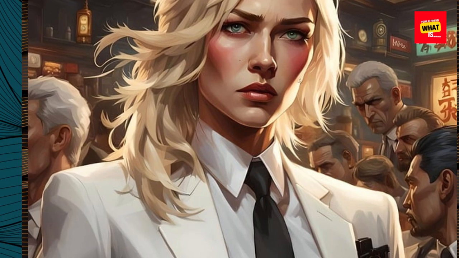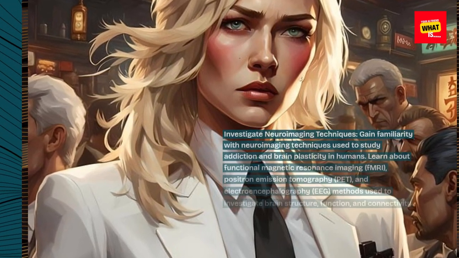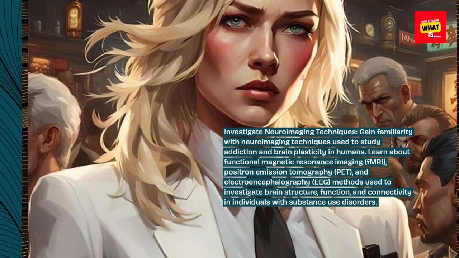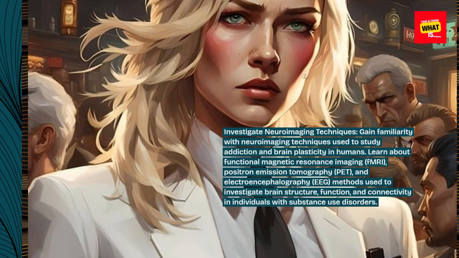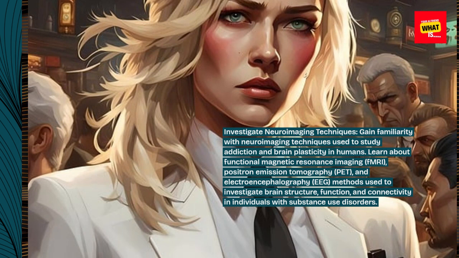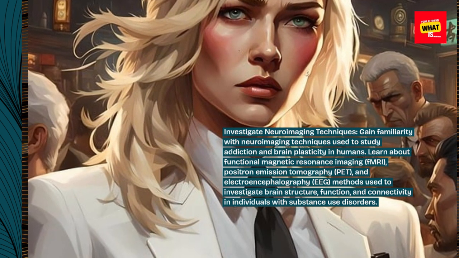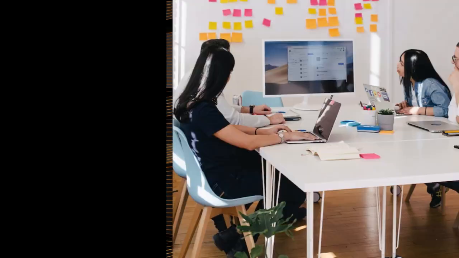Investigate neuroimaging techniques. Gain familiarity with neuroimaging techniques used to study addiction and brain plasticity in humans. Learn about functional magnetic resonance imaging, fMRI, positron emission tomography, PET, and electroencephalography, EEG, methods used to investigate brain structure, function, and connectivity in individuals with substance use disorders.